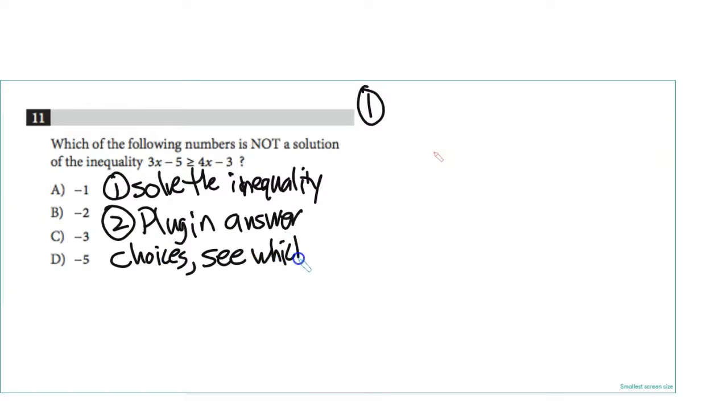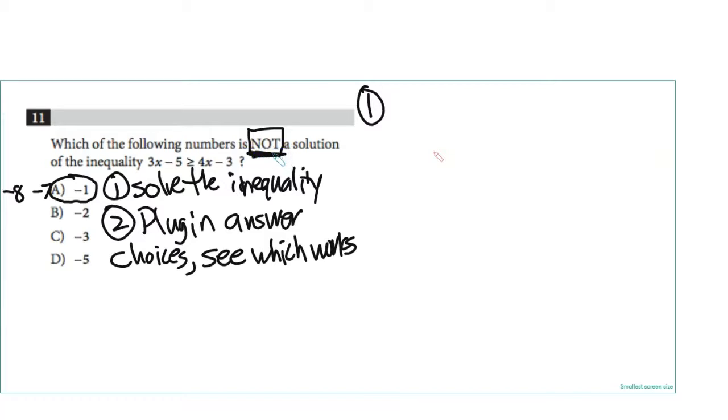That would be like putting -1 in for x, and then you get -8 on one side and -7 on the other. So is that true? Well, is -8 greater than or equal to -7? Oh, no, it's not true. Correct. So that's why choice A is going to be the correct answer, because they're saying not a solution. You have to be careful: whenever they capitalize something, you have to be very careful of that word.